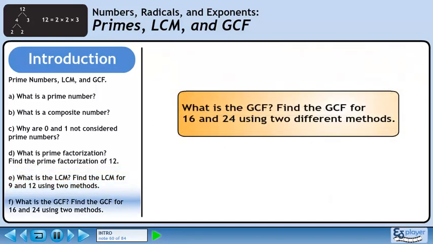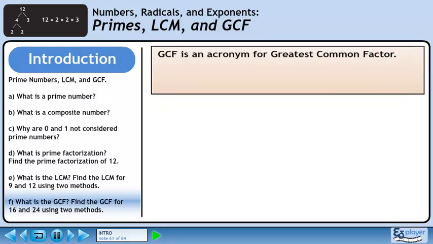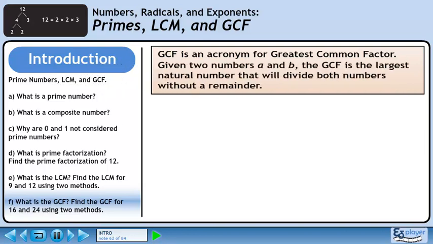In part F, we are asked, what is a GCF? Find the GCF for 16 and 24 using two different methods. GCF is an acronym for greatest common factor. Given two numbers, a and b, the GCF is the largest natural number that will divide both numbers without a remainder. Find the GCF of 16 and 24.